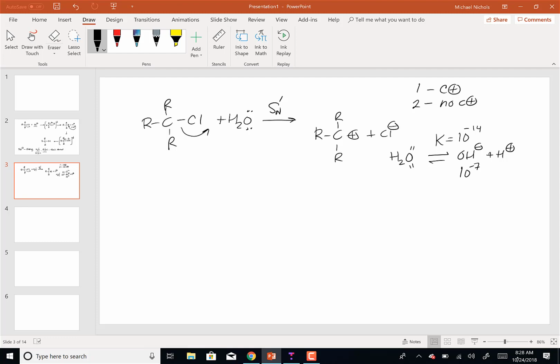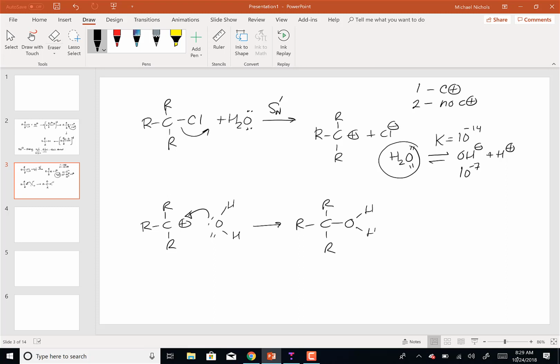Right? 10 to the minus 7th is not a lot. So in organic chemistry, we can't just break water apart. The entire water molecule is what's going to have to add to the carbocation. So I'm going to do that down here. My H2O molecule with my 2 lone pairs on the oxygen is going to take one of those lone pairs and donate it to the carbocation to now form a C-O bond. Like this.